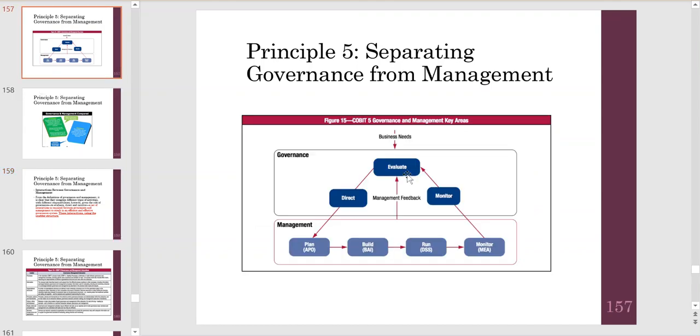So the governance, when they evaluate stakeholders' needs, they direct the management team to work on something. They set the direction here. Then when the management team completes the jobs, they report back. That's why the board or the governance will monitor performance of the management. So there are interactions happening here, with management giving feedback usually to the board.